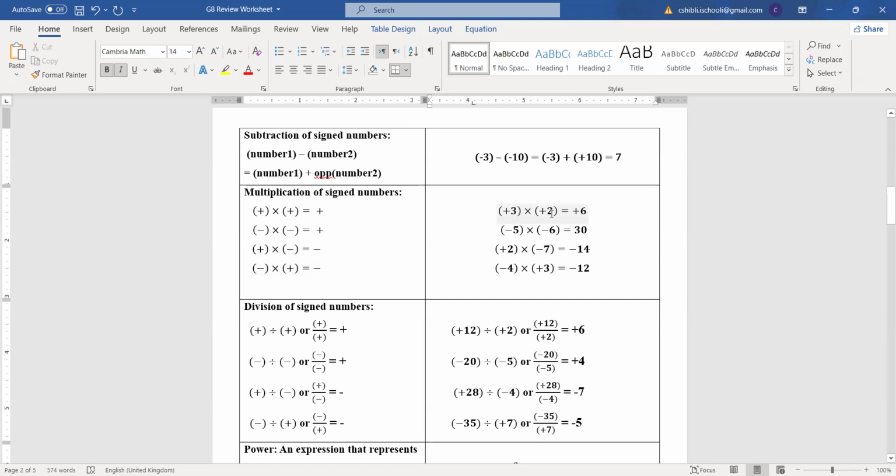Positive 3 times positive 10, I say positive times positive is positive. 3 times 2 is 6. Positive 2 times negative 7, positive times negative is negative, and 2 times 7 is 14.